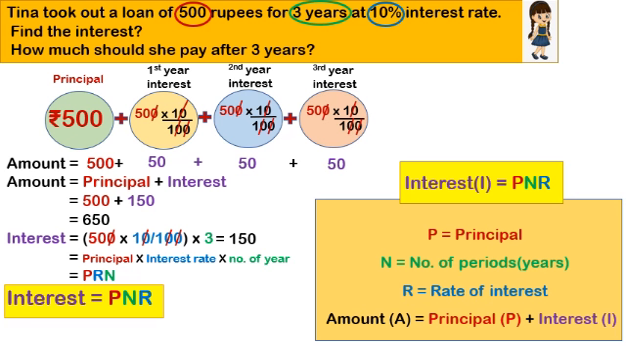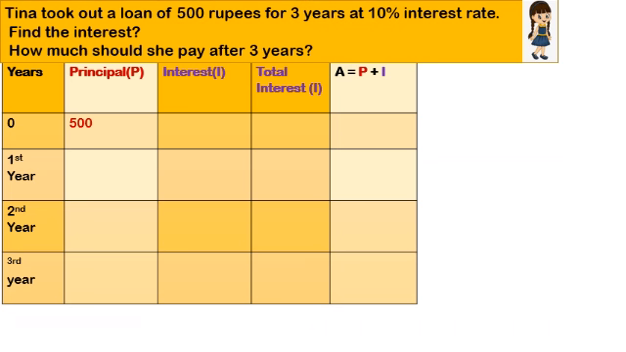So we can write amount A equal to principal P plus interest I. Now let us see this in a table. Here we have 5 columns: year, principal, interest, total interest and total amount. That is principal plus interest. So we can write A equal to P plus I. The principal in this case will be the loan amount, which is 500 rupees.